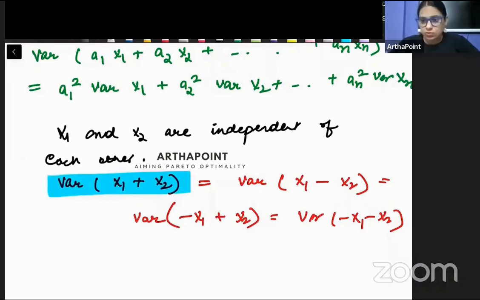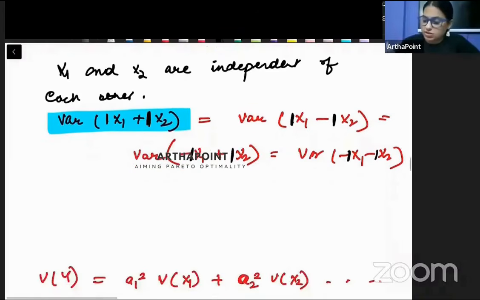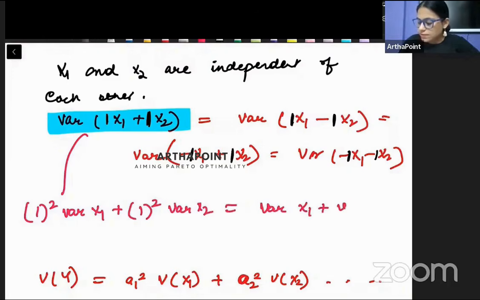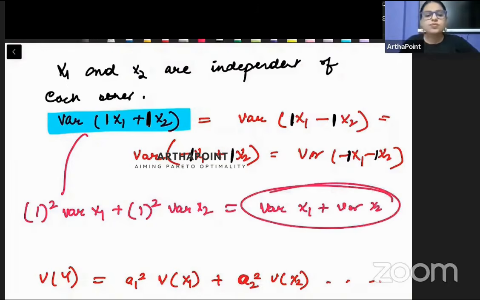so if I note down, here a1 is 1 and a2 is also 1. Here a1 is 1, a2 is minus 1. a1 is minus 1, a2 is 1. a1 is minus 1, a2 is minus 1. Isn't it? So if I were to find the formula of their variance, bache, what will I write this as? 1 square variance of x1 plus 1 square variance of x2. This will be variance of x1 plus variance of x2.